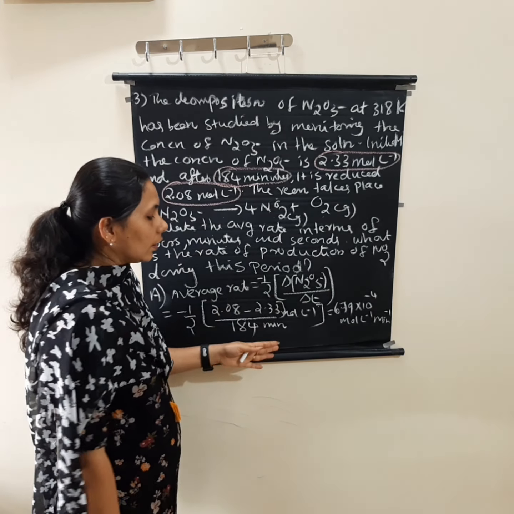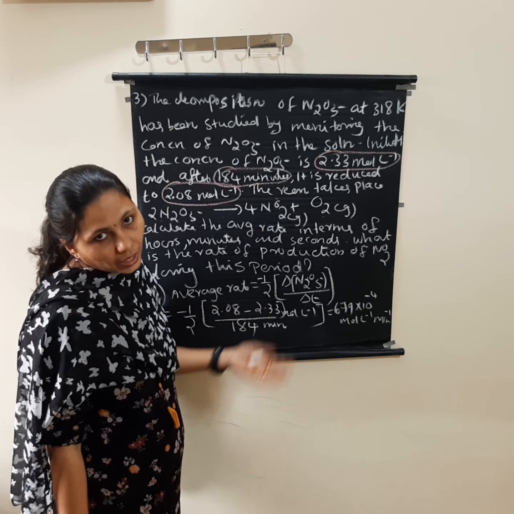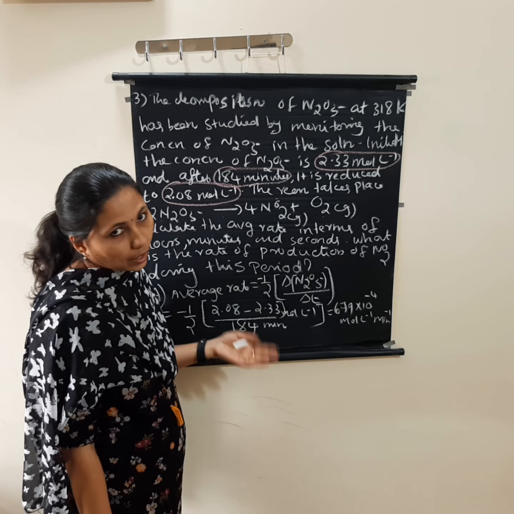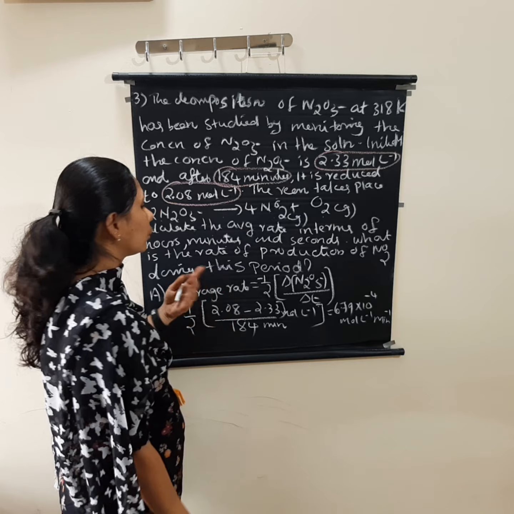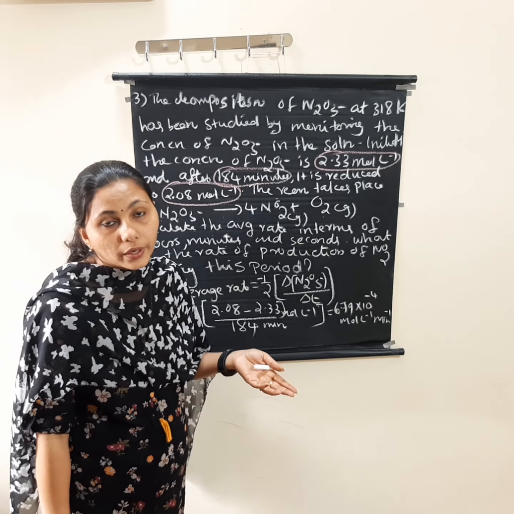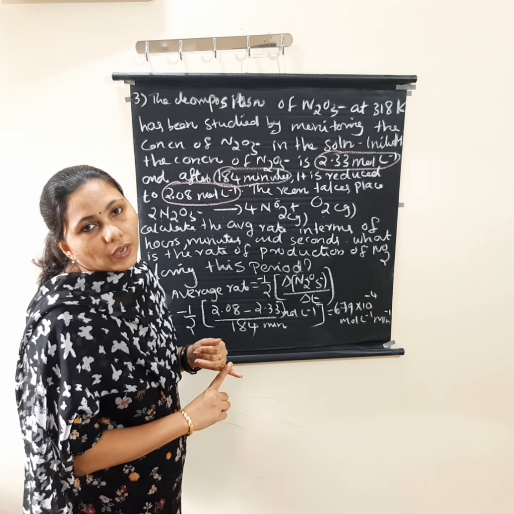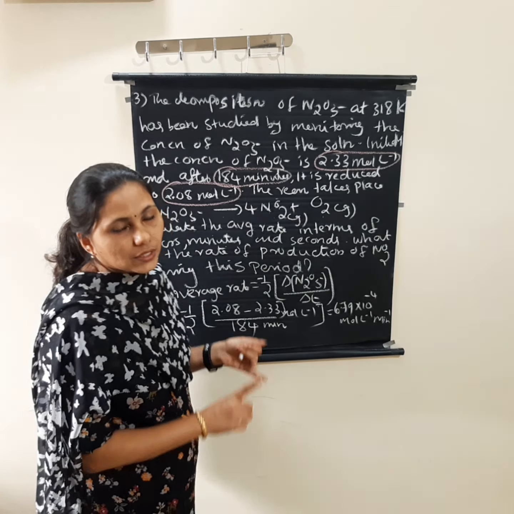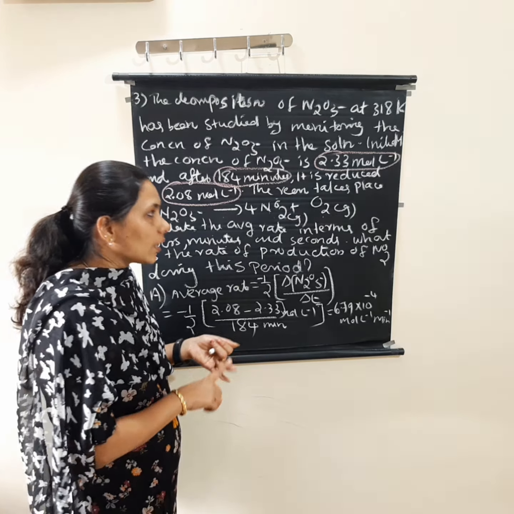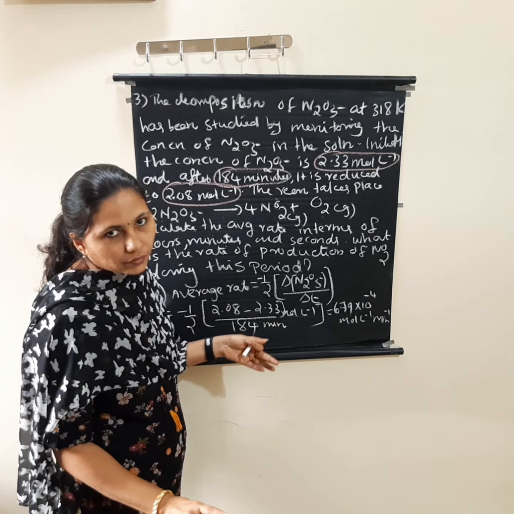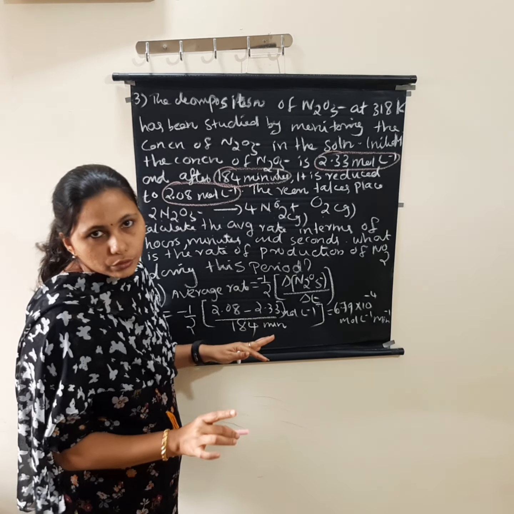After calculating the average rate, we have to know how much NO2 is produced during this time. Clear? So what we have to find out is the average rate. Initial concentration, final concentration, time, everything is given. So we just have to substitute and find out.